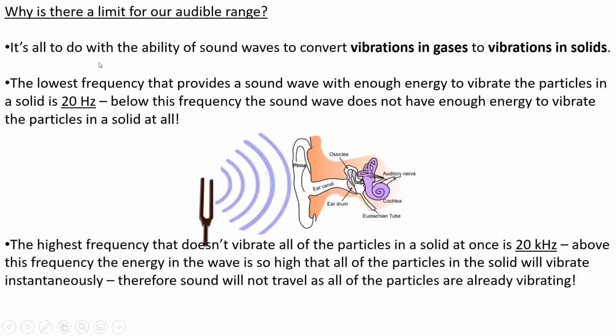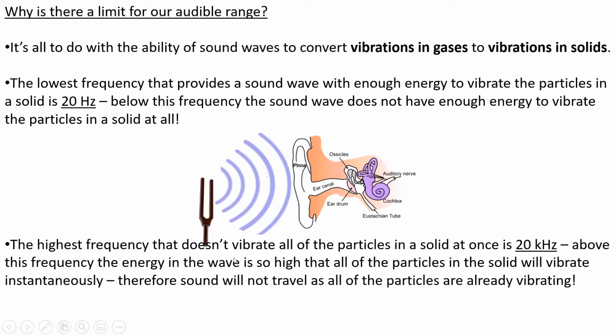So why is there a limit? Why can we only hear this range? It's the ability of sound waves to convert vibrations in gases to vibrations in solids. It's how our ears work. So the lowest frequency that provides a sound wave with enough energy to vibrate particles in a solid is 20 hertz. Below this frequency, the sound wave does not have enough energy to vibrate the particles in a solid at all. It's quite interesting how other animals hear, isn't it? It'd be good to look up. It might be a bit different to how we hear.